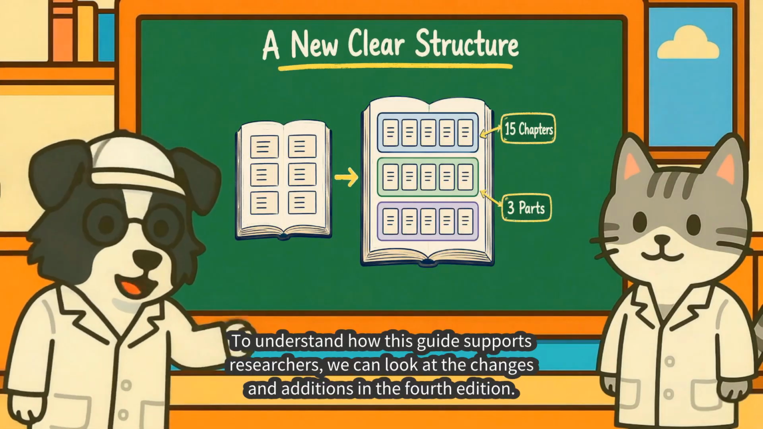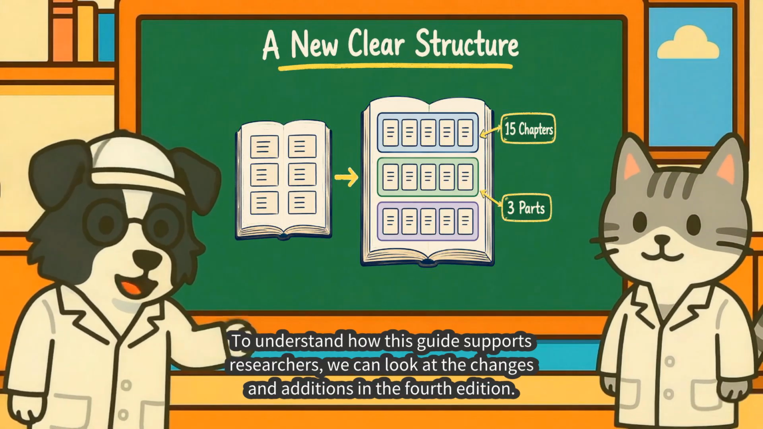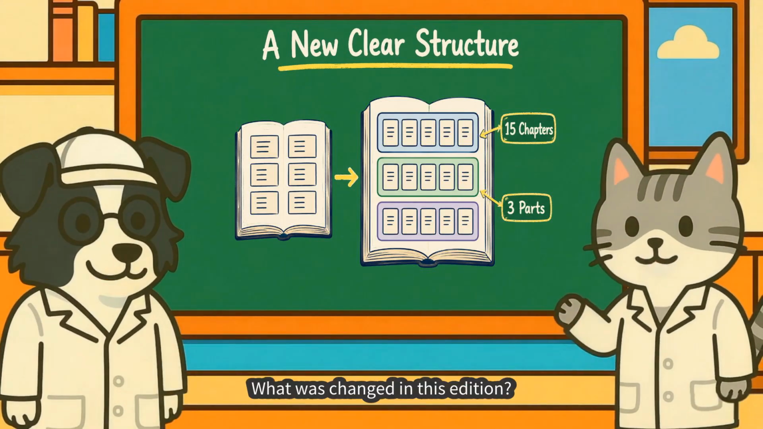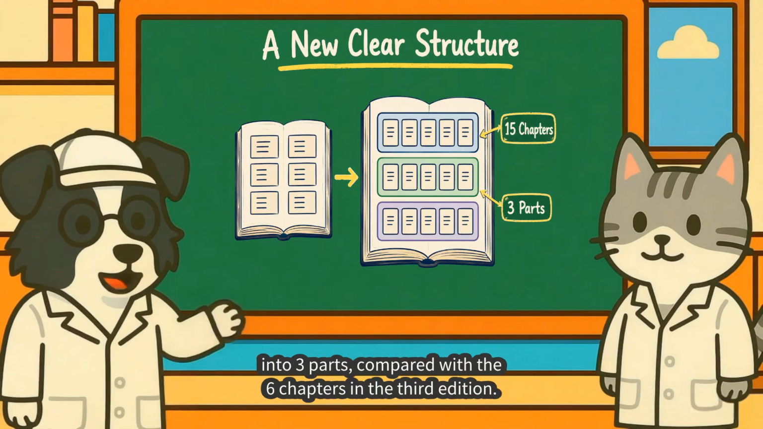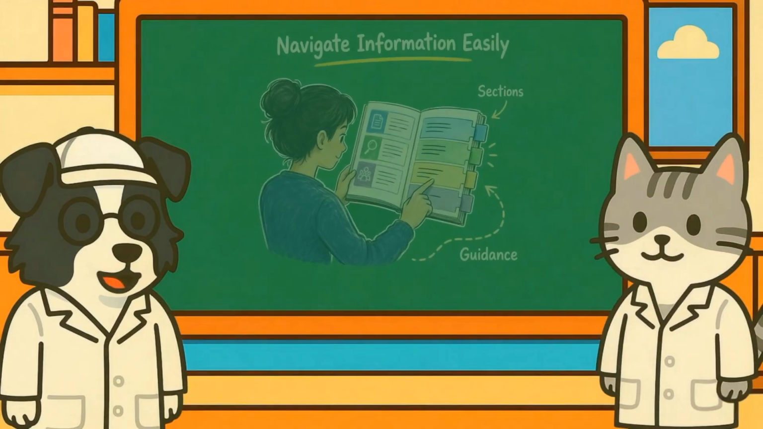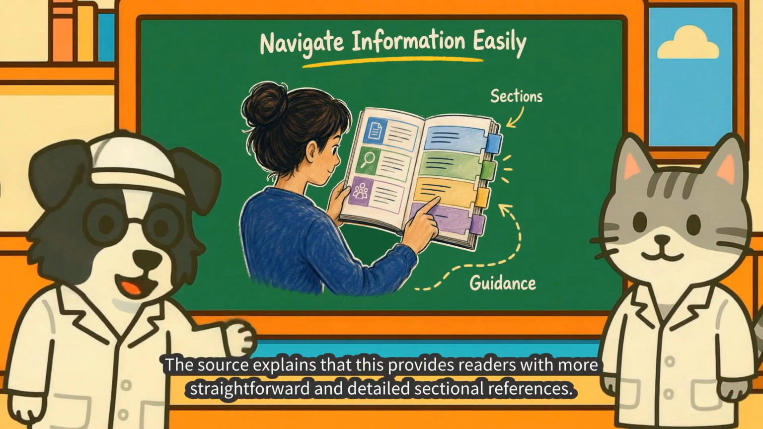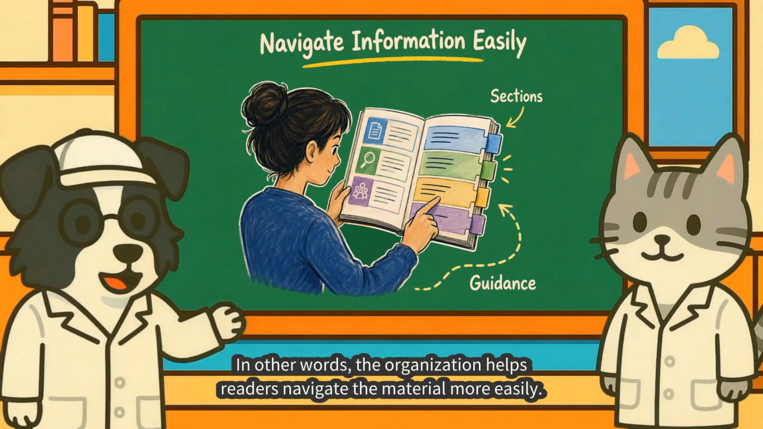To understand how this guide supports researchers, we can look at the changes and additions in the 4th edition. What was changed in this edition? The 4th edition was reformatted into 15 chapters and divided into 3 parts, compared with the 6 chapters in the 3rd edition. Why is the new structure important? The source explains that this provides readers with more straightforward and detailed sectional references. In other words, the organization helps readers navigate the material more easily.